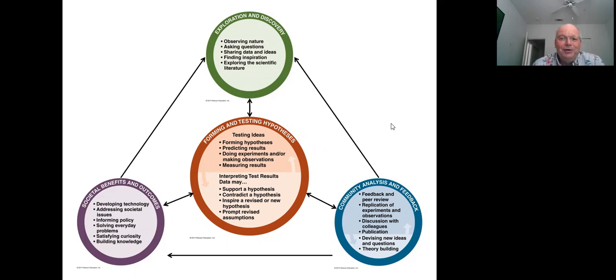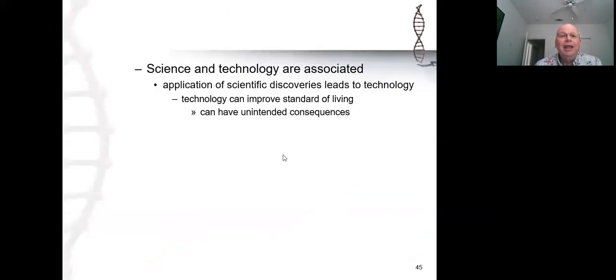You can see that it is a very, very highly interconnected process, which is one of the reasons why science is so important and why we should continue to support science, because it has so many benefits to us as a culture, to us as a society, to us as individuals. Because in the end, what we refer to as technology is really just science being applied.